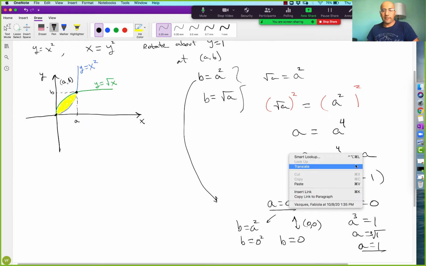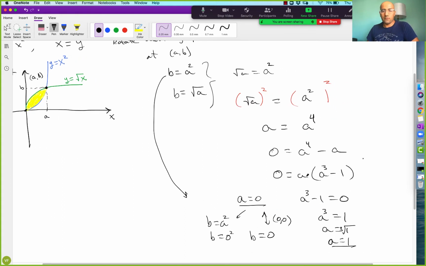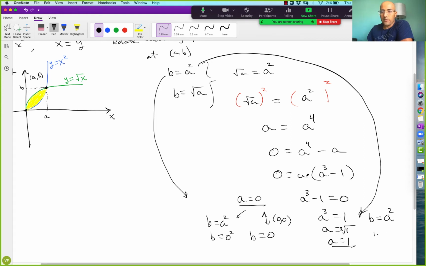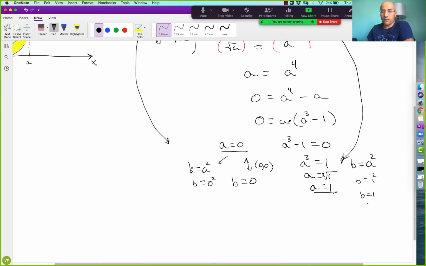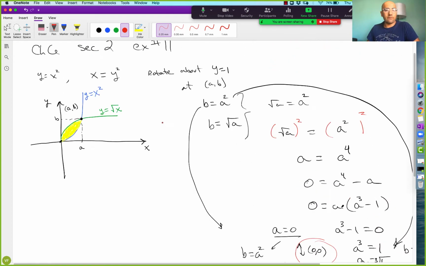And then going back to this other one, same formula. Now going back over here, we get that b equals a squared, and a was 1, so b equals 1 squared, which means b equals 1, and that's how we get the other ordered pair. We get that 1, comma 1 must be that other ordered pair. Right, so all that work just to show that these two are the intersect points of these two functions.